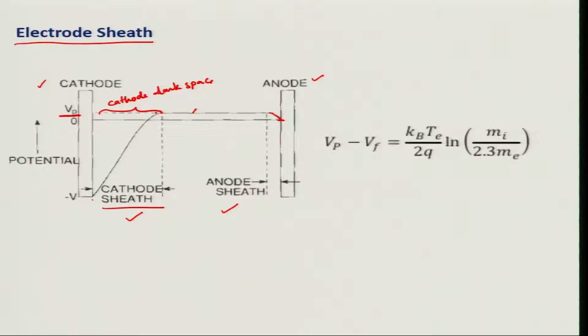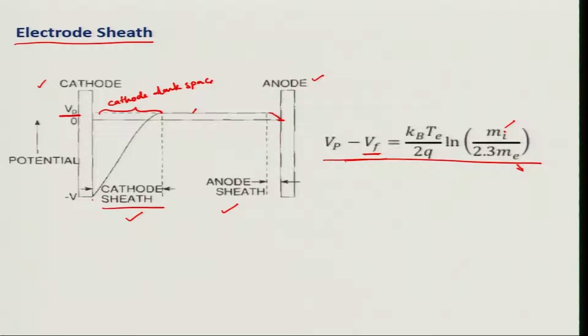Now, this is the floating potential of an electrode, and this is the mass of the ion and the mass of the electron. So, if you immerse any electrode at floating potential, how much lower it will be will depend on the relative masses of electrons and ions. So, we can calculate this property if we know the mass of electrons and the mass of ions.